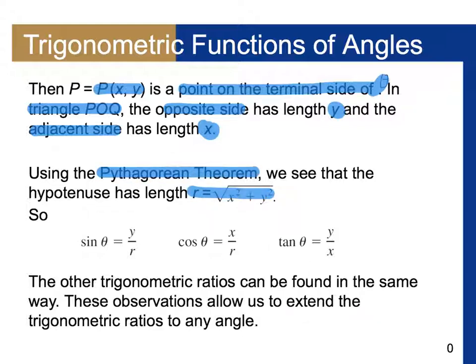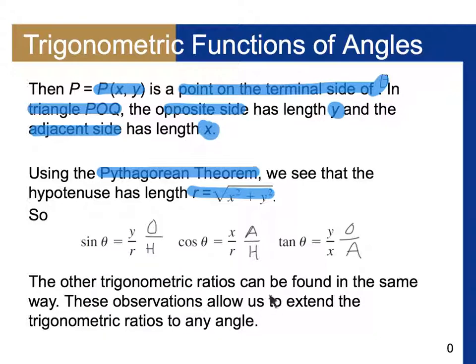So then we can see that sine of theta is my opposite over hypotenuse, right? Hypotenuse is the r. Cosine is adjacent over hypotenuse, and tangent is opposite over adjacent. So we can see that our sine is going to be y over r, cosine is x over r, and tangent is y over x. So we're going to divide by r because that's our hypotenuse for the triangle. And we can look at our other trig ratios the same way.